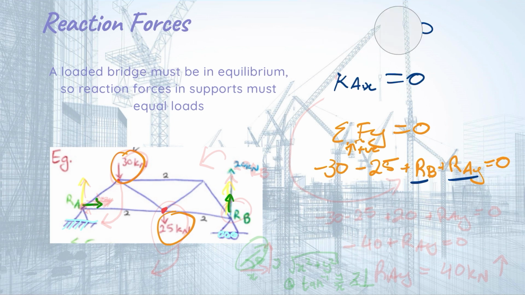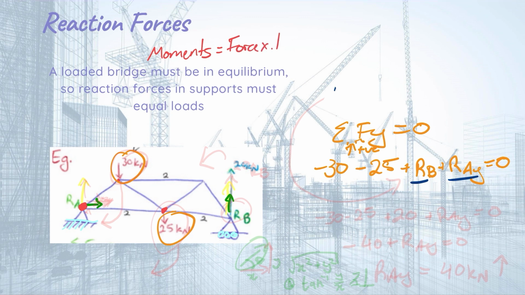So we'll take moments about a point. Now, when you're taking moments, it's always easiest to get rid of as many unknowns as you can. So when you're taking moments, it is the force times the perpendicular distance to the point. So if there's any forces acting through the point, the perpendicular distance will be 0, and therefore you don't need to worry about those forces in your calculations.